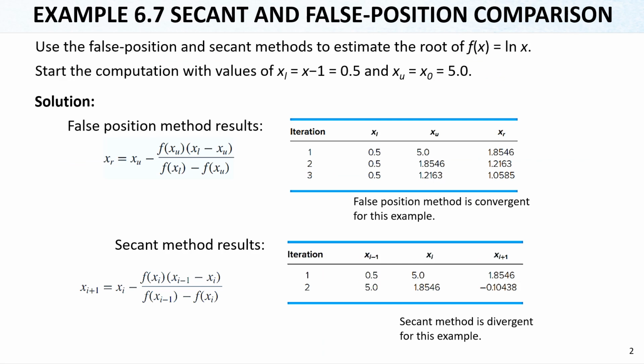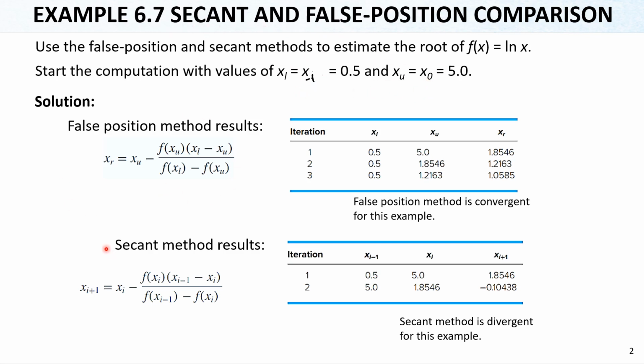And let's compare the results of the secant and false position methods for a problem, example 6.7. In here we have this function ln x, and we want to predict its root starting from xl equals 0.5, and xu equals 5.0. Actually this is not here, but let's remove this. It's minus 1 under it, like x minus 1. So when we use xl and xu, we will use false position. When we say x minus 1 and x0, that means secant.